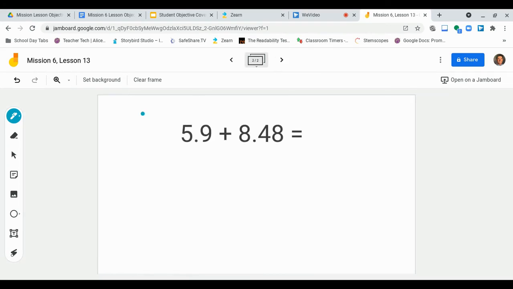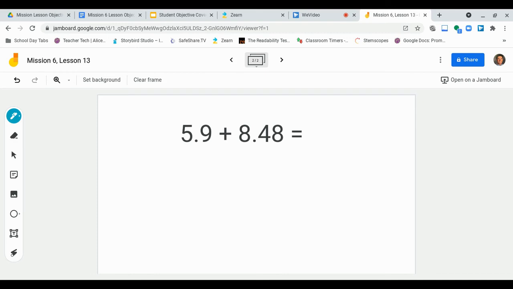Now, let's take a look at one where we're going to throw a little curveball at you, because now we have 5 9/10 plus 8 48 hundredths. Now, what's the curveball here? If you haven't picked up on it, is that we have 9/10 and 48 hundredths. So these are going to be in different units. But as we've seen, we can rename tenths as hundredths pretty easily.